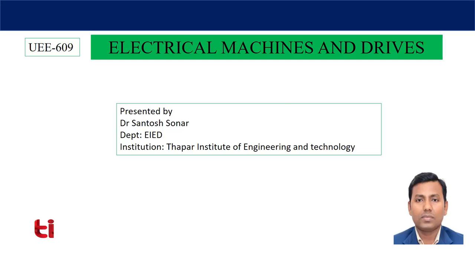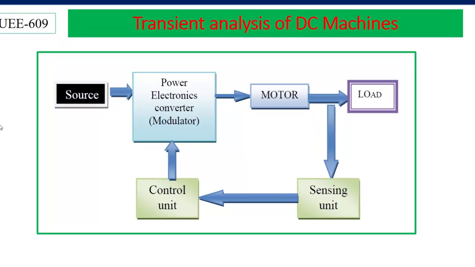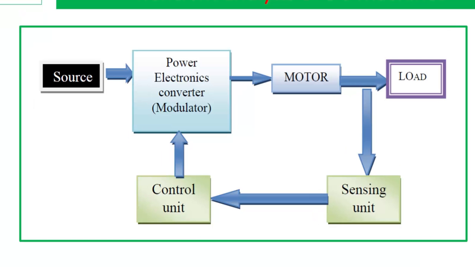So, let's start. Before starting the transient analysis of DC machines, let's again see the block diagram of the drive system. Here it is a source. The same block diagram is applicable for DC as well as AC drives. For DC drives, this is the DC source, power electronic converter, DC motor, load, sensing unit, control unit.